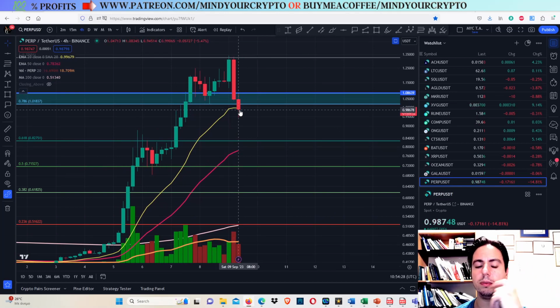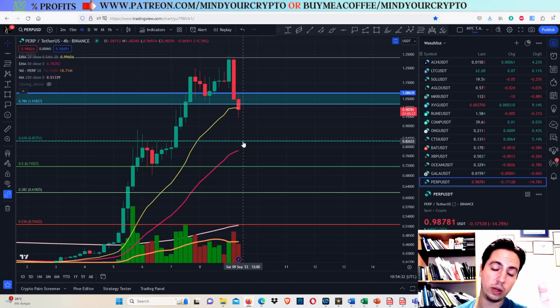If we close below, it is very likely that we test down the 0.82, and this won't be good in the short term for PERP, because then we go, of course, further down, and if on the weekly scale we close below, we cannot go into a long position after. It is most likely that you should be going into a short position.